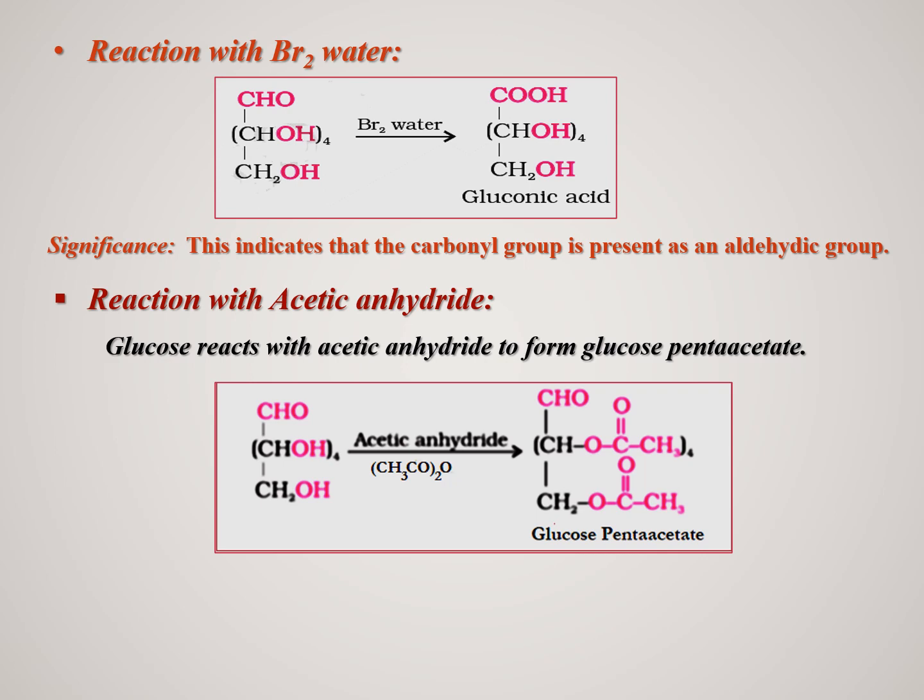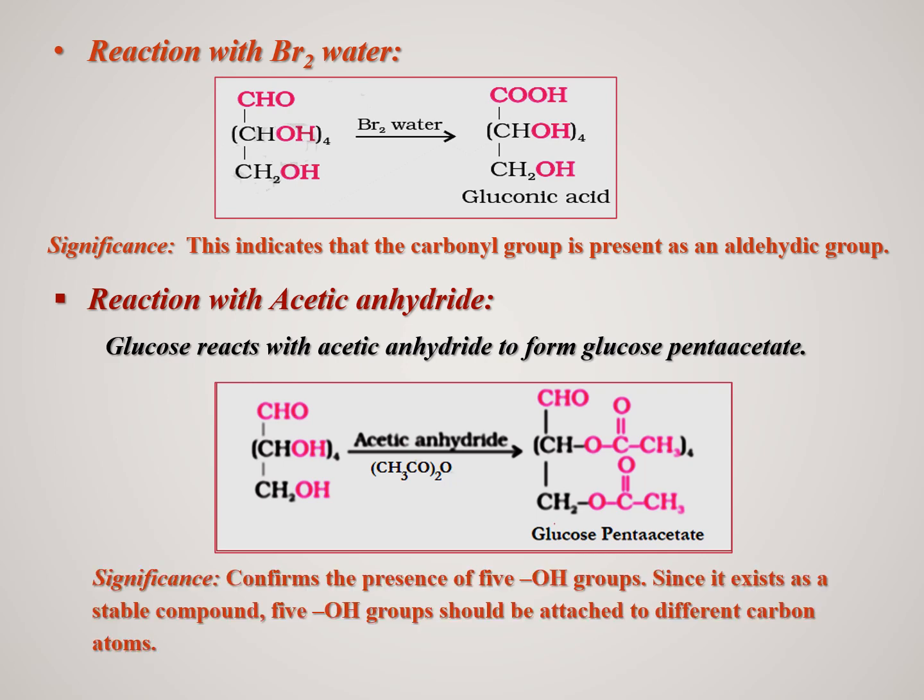But it is also very important to remember and note this: a carbon atom cannot have more than one OH group, hydroxyl group. If it is there, it is unstable. It will decompose or break down, and water is lost. In the case of glucose, it is a very stable compound. What does it mean? It means that the 5 OH groups must be present on 5 different carbon atoms.